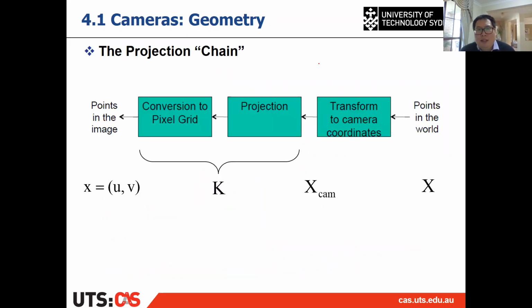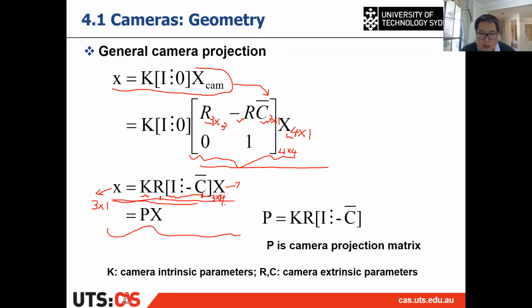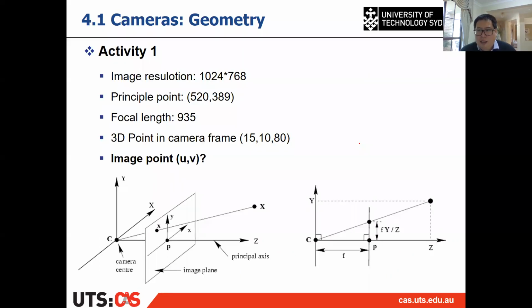And here is a summary about the projection chain. And again, this is similar. Suppose you have a point in a world or global coordinate frame, then you need to first transform it into the camera coordinate frame, and then do the projection and convert it into the pixel grid. And if you don't want to remember those things, then just remember this equation. This is the general case. You just put the numbers on it, you calculate it, then it's done. All right. So that's the camera geometry.